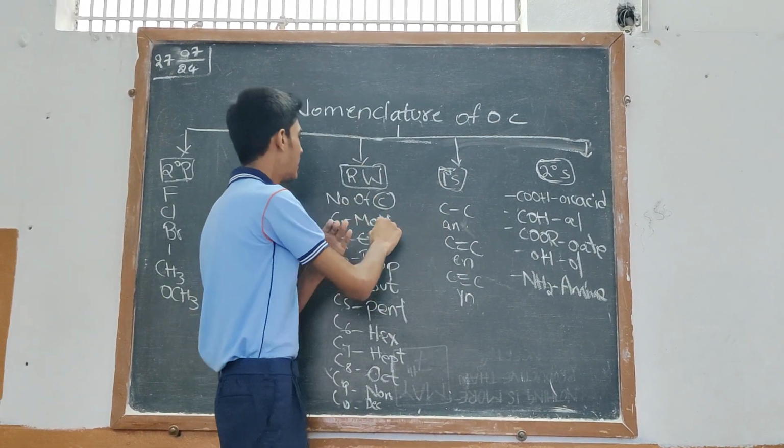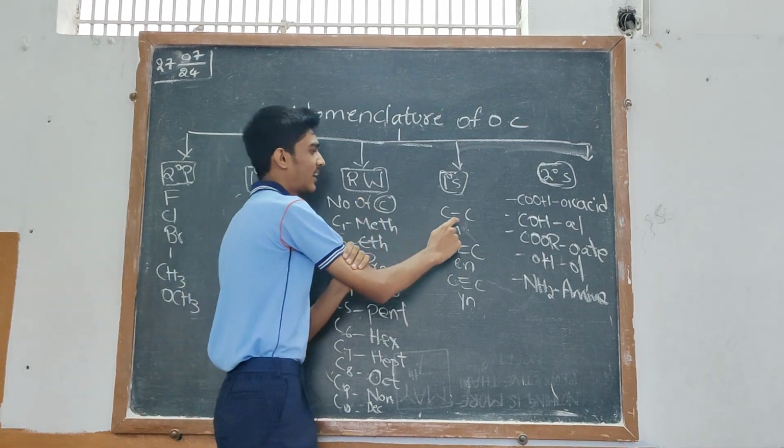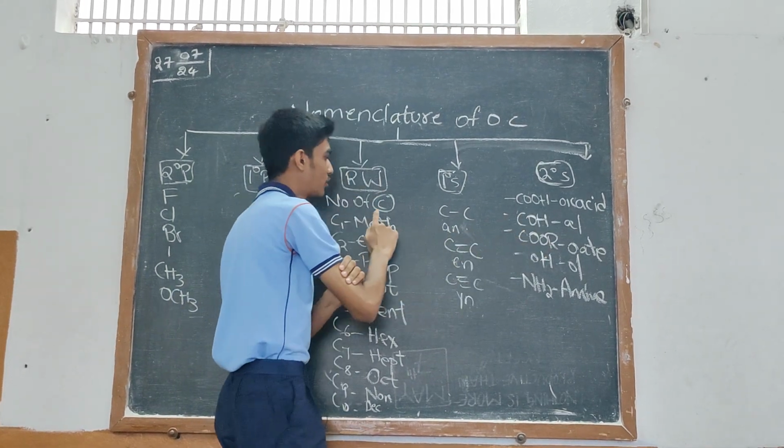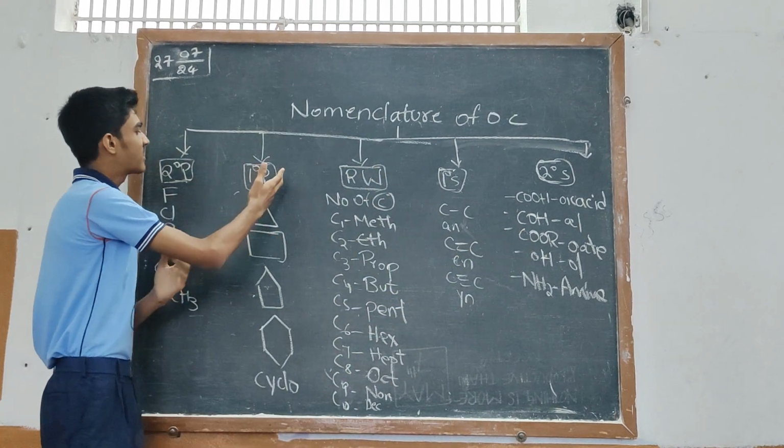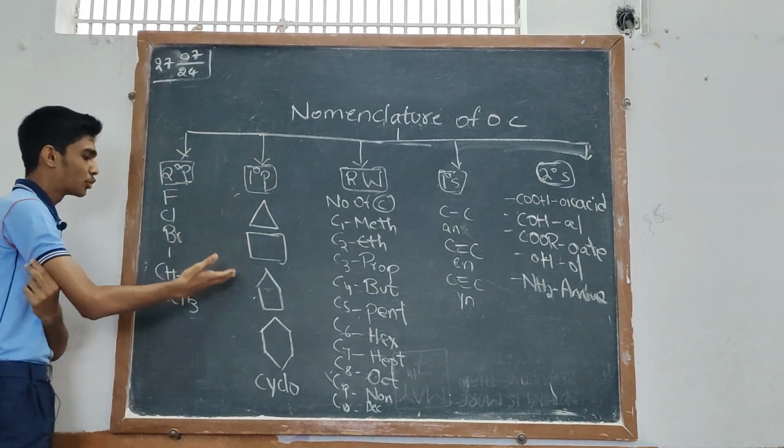For example, think there is 1 carbon and a single bond and there is no functional group. We will use meth plus ane plus e. So that is methane.